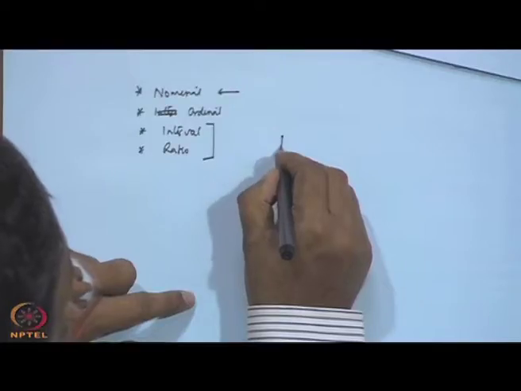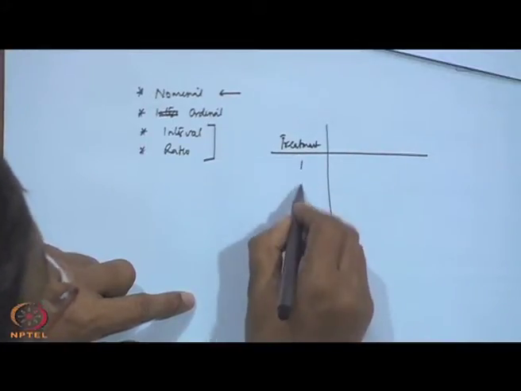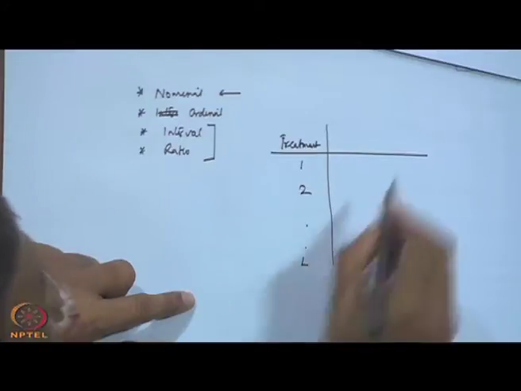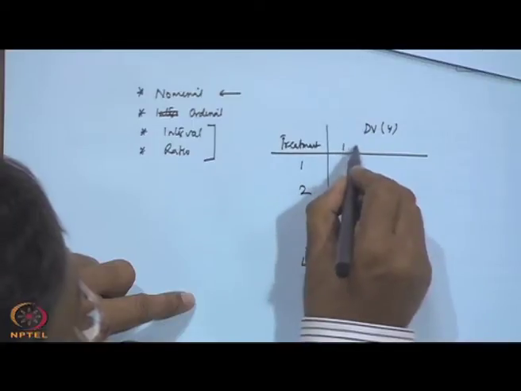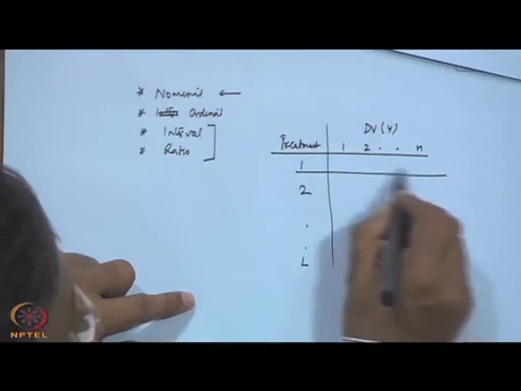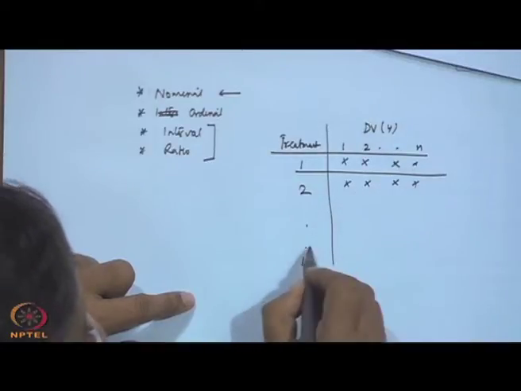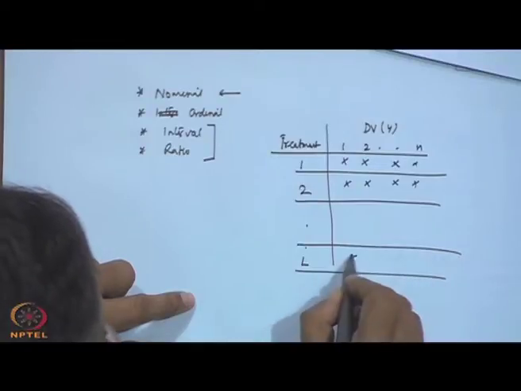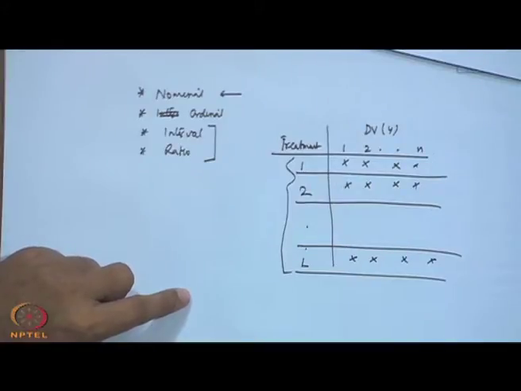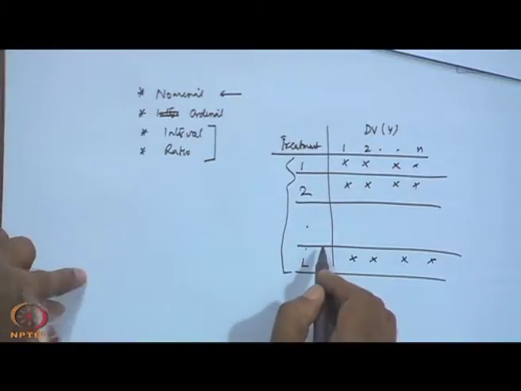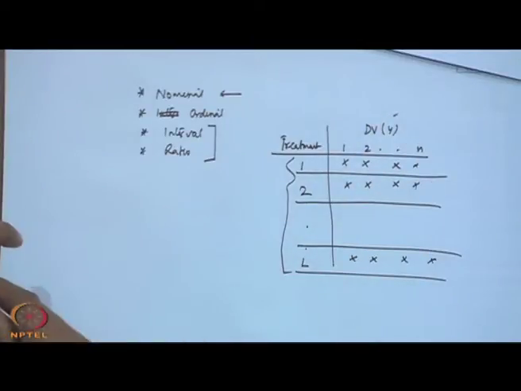In ANOVA we said that there is treatment or population. Suppose there are L populations, and there will be one dependent variable, let it be y, with observations 1, 2, up to n. Here several observations, here second one several observations. Like this, by one-way ANOVA we want to test whether these different treatments, different levels or different populations have an effect on this dependent variable or not. That is what we want to test.